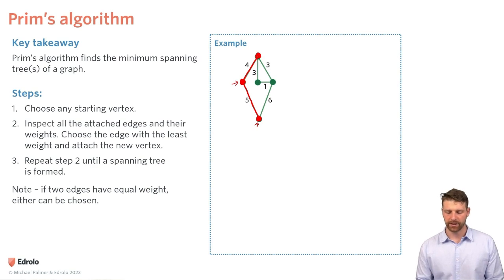Again, I look at all the edges connected to the selected vertices. I've got a choice of 3, 3, and 6. So I can choose either 3 here. I'm just going to go straight down. I could choose the other one, but I'm just choosing that for now.